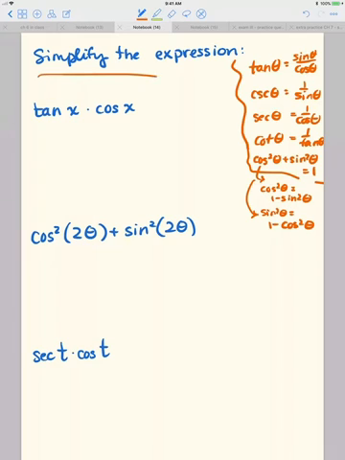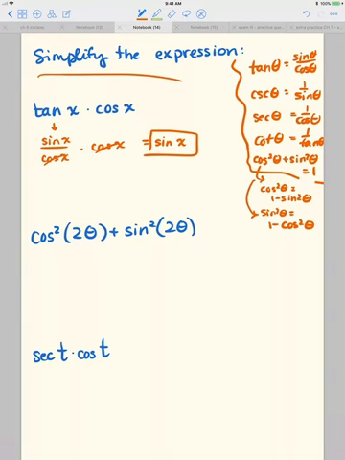So in simplifying some of these expressions, we'll start with tangent times cosine. We can rewrite tangent as the sine of x over the cosine of x. When we multiply that by cosine of x, the cosines end up dividing to 1, and what you're left with is the sine of x. That's your final simplified answer.